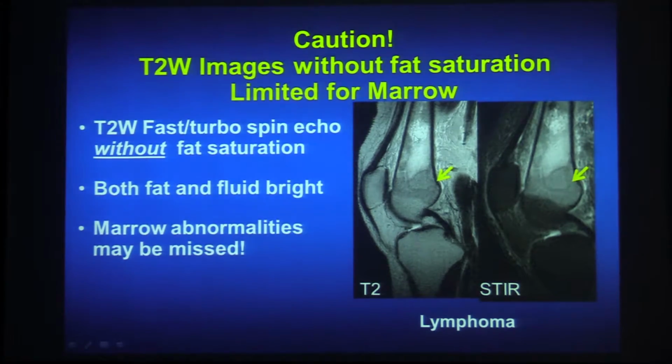So in this case, we see a bright signal there that looks abnormal compared to the background marrow. But on the T2 weighted image without fat saturation, it may be hard to appreciate that this area is also abnormal until you put on the fat saturation and you realize that it's much brighter than the normal marrow signal, the background marrow signal that we see in the patella and the tibia. This was an individual with lymphoma, and you can see the advantage that the fat saturated T2 weighted image has over the T2 weighted image.